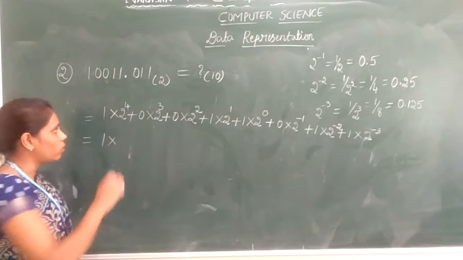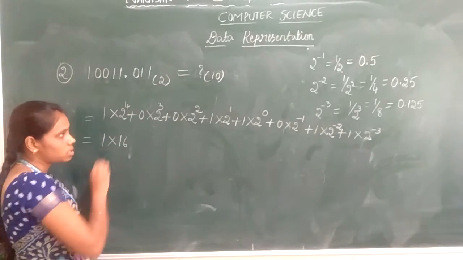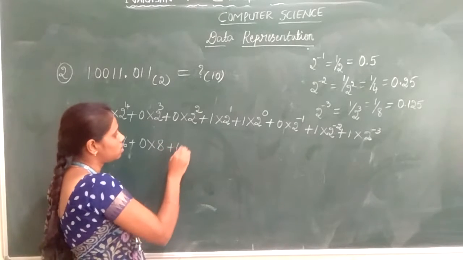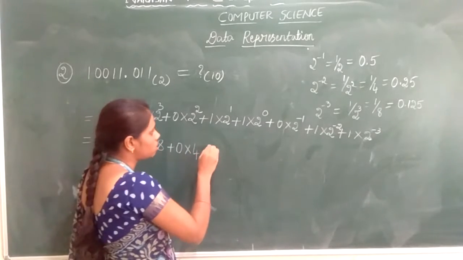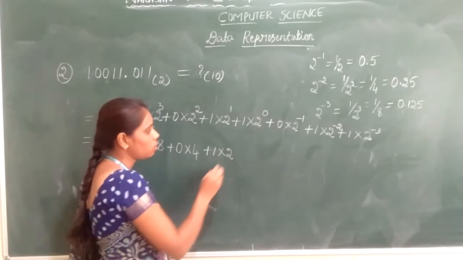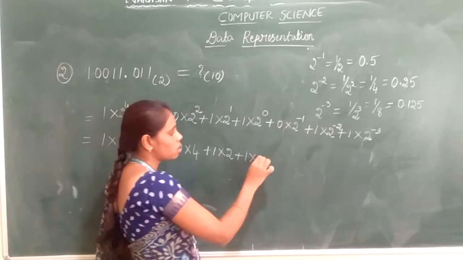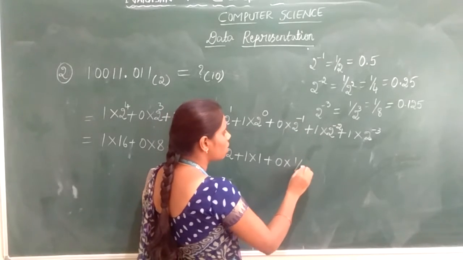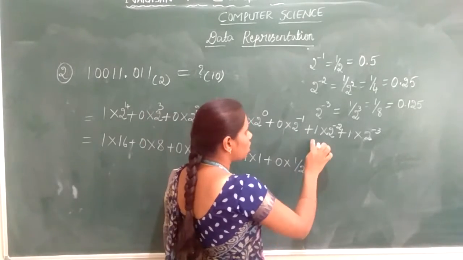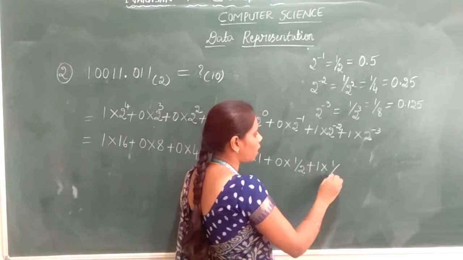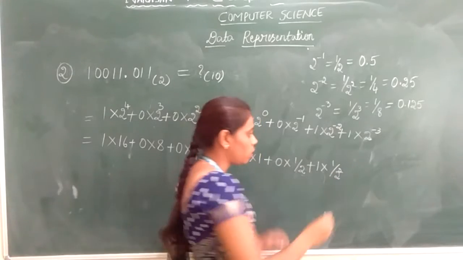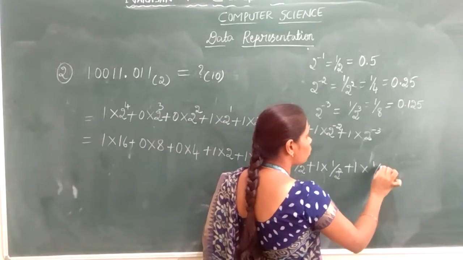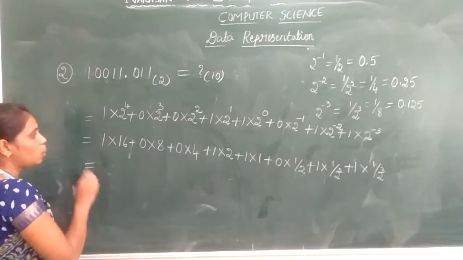1 into 2 power 4 is 2 into 2 into 2 into 2, that is 16, plus 0 into 2 cube, which is 8, plus 0 into 2 power 2, which is 4, plus 1 into 2 power 1, which is 2, plus 1 into 2 power 0, which is 1, plus 0 into 2 power minus 1, which can be written as 1 divided by 2, plus 1 into 2 power minus 2, which can be written as 1 divided by 2 power 2, plus 1 into 2 power minus 3, which can be written as 1 divided by 2 power 3. Now multiply these terms.